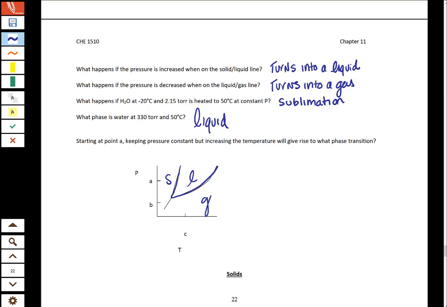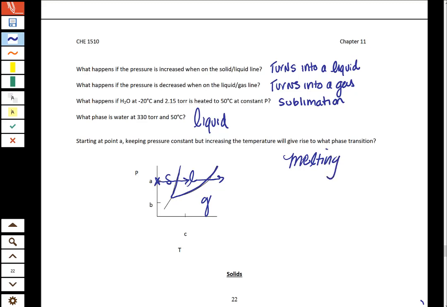And so starting at point A, which is here, keeping pressure constant, but increasing the temperature will give rise to what phase change? So keeping pressure constant, and temperature is increasing. So you go from solid to liquid. So chemistry word for solid to liquid, melting or fusion. And if you're looking at it and you're saying, wait, but if I kept going, I'd go liquid to gas.